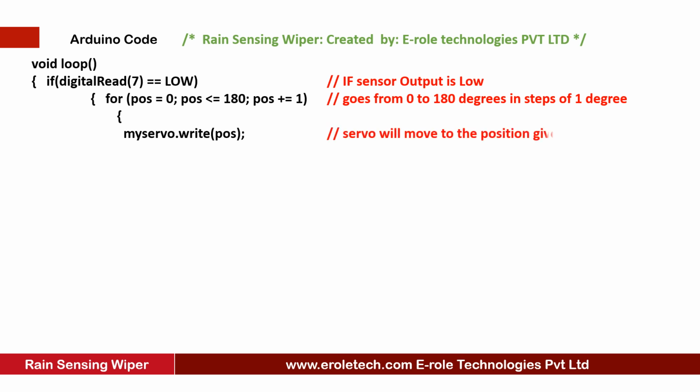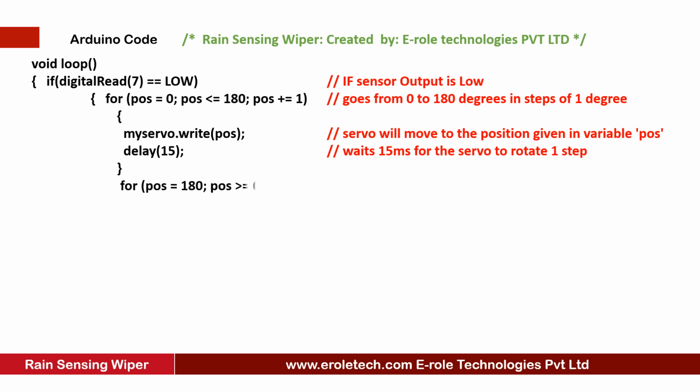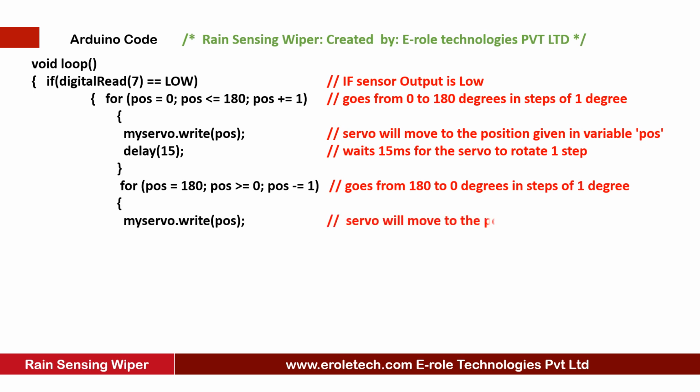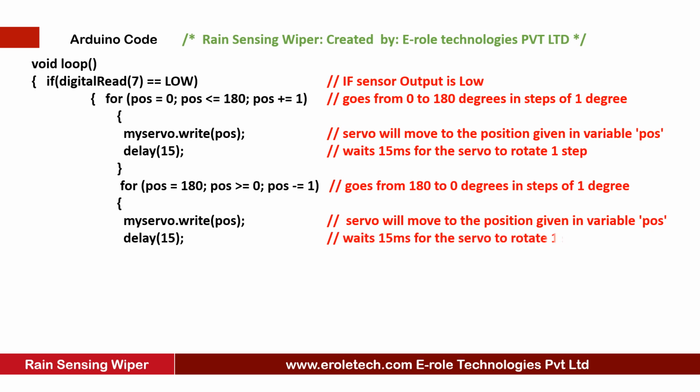This for loop will give the value 0 to the variable pos and increase its value by 1 until it reaches 180. myservo.write(pos). It will give the value of pos to myservo. This function will rotate the servo motor 180 degrees.